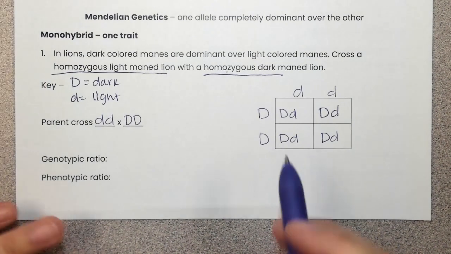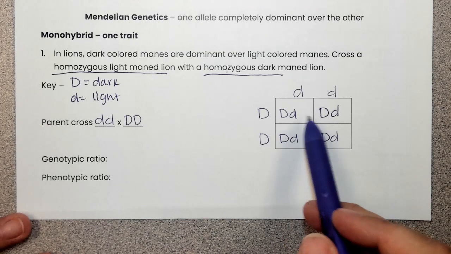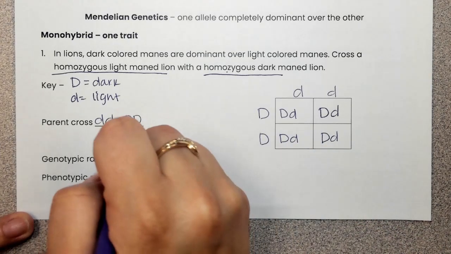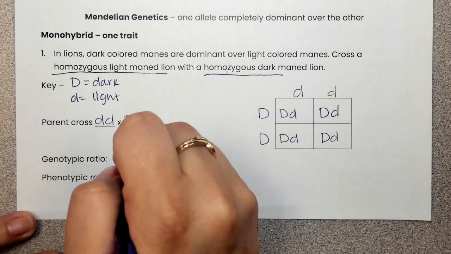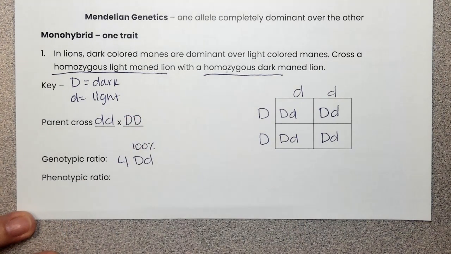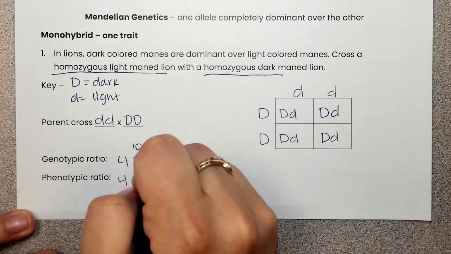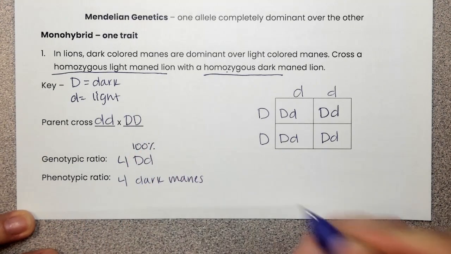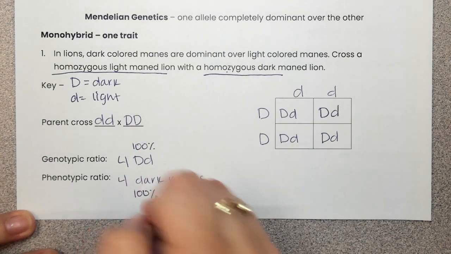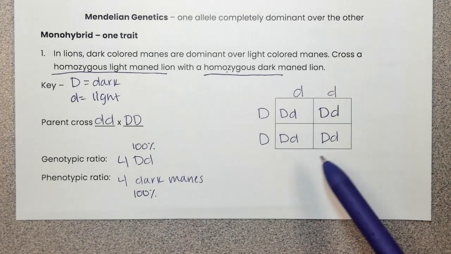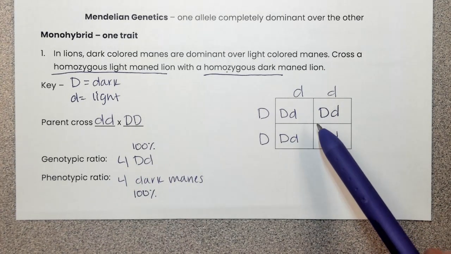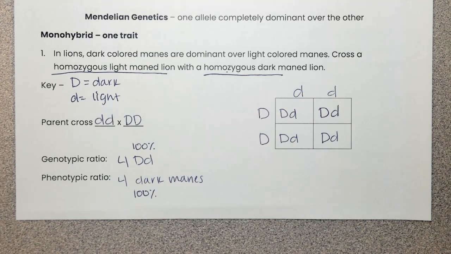So when I write my genotypic ratio, I'm just going to list what genotypes I can make. So 1, 2, 3, 4, big D, little d, or I can say 100% heterozygous. And then the phenotype is what it's going to look like. So physical trait. So since it has a big D, the dominant allele, it's going to have the dominant color. So all of these will have dark manes. So 4 dark manes, or you can say 100%. So what that means is every time that these parents have an offspring, they have a 100% chance of having a dark mane.